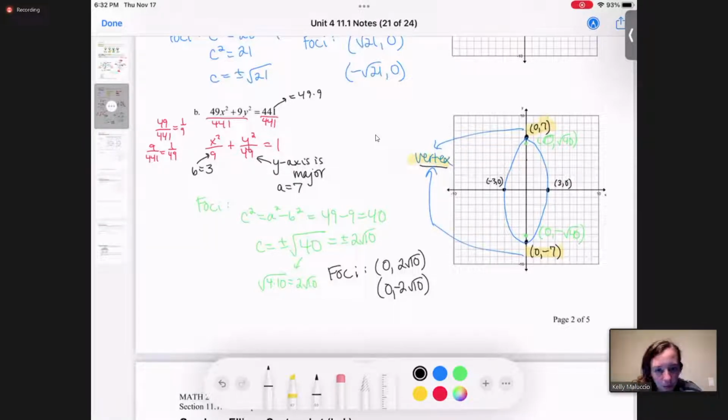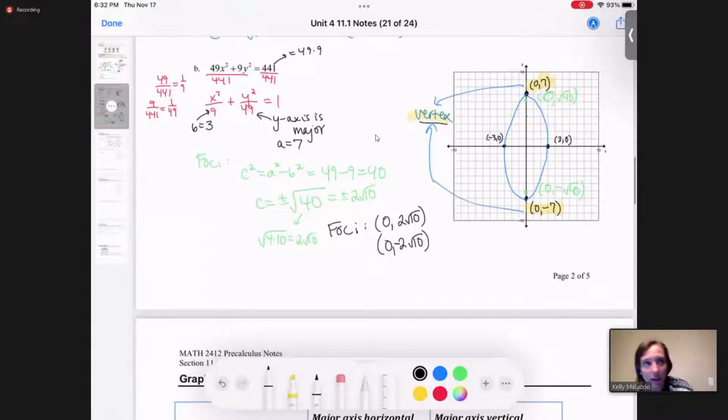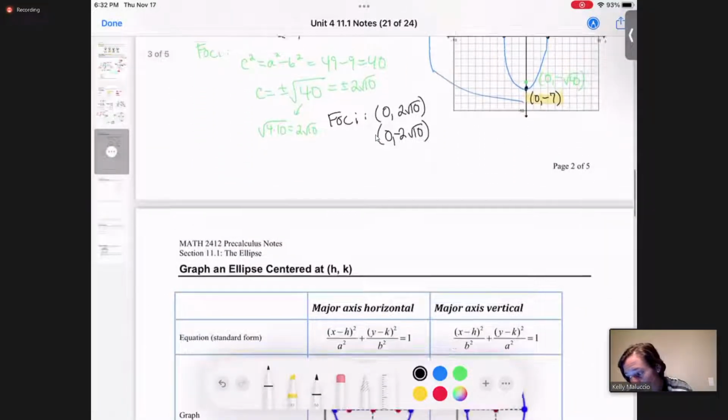I want to point that out because possibly in your homework, you're going to have to simplify. That's what it's called. Okay, so those are ellipses centered at the origin.